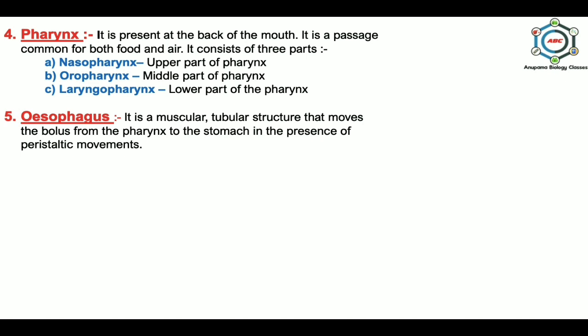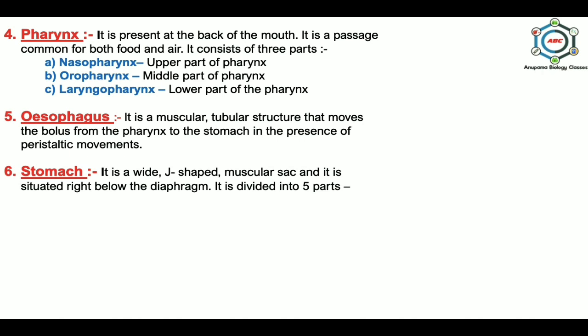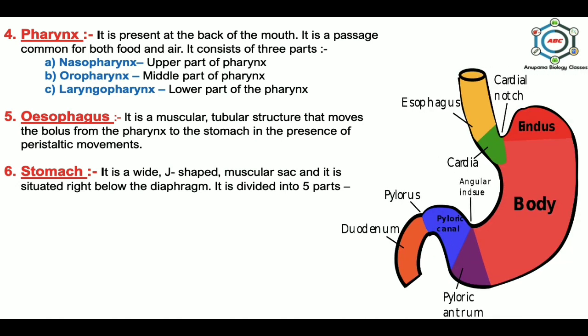Now the esophagus enters into the stomach. Stomach is a wide J-shaped muscular sac and it is situated right below the diaphragm. And you can see the picture. This is the structure of the stomach, and the stomach is divided into five different parts. You can see that: the cardiac part, fundus, body, antrum, and pyloric.